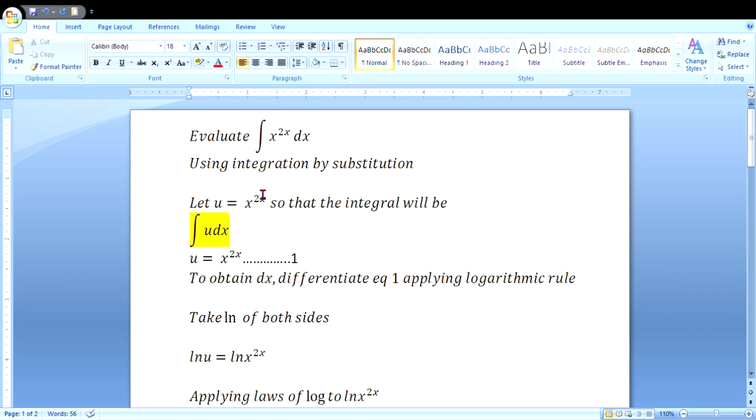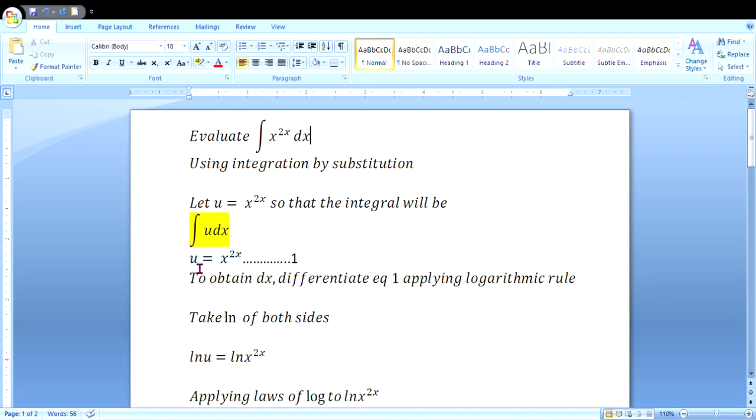Let u be equal to x raised to the power of 2x, so that the integral becomes the integral of u dx. Okay, we need to find a substitution for the dx.